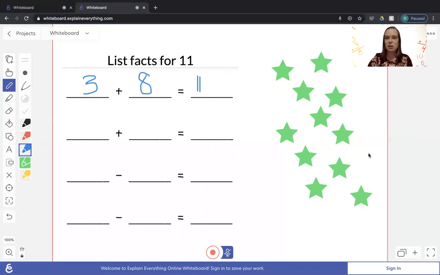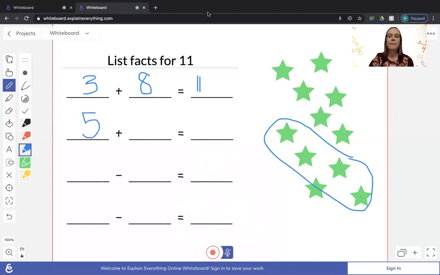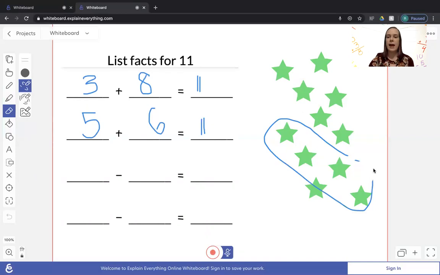I kind of like drawing the circle, so I'm going to do that again. So I'm going to circle off these. So I have 1, 2, 3, 4, 5 stars in my circle. 5 plus 1, 2, 3, 4, 5, 6 equals 11. So nice and easy. I just went through there, I circled parts and then use those parts to create an adding sentence.